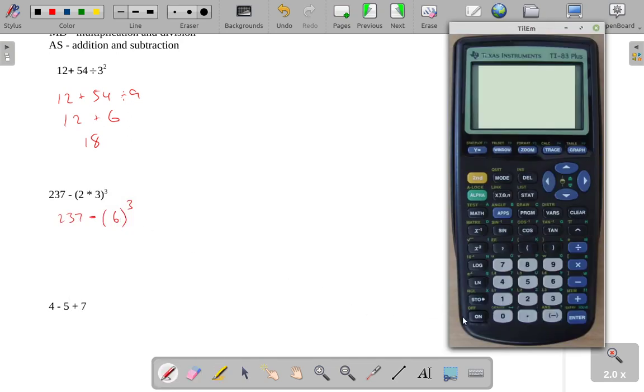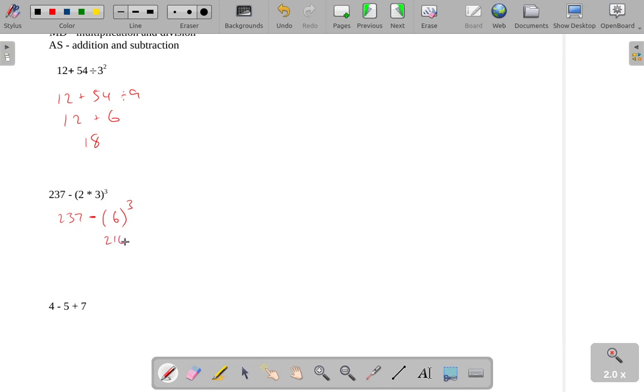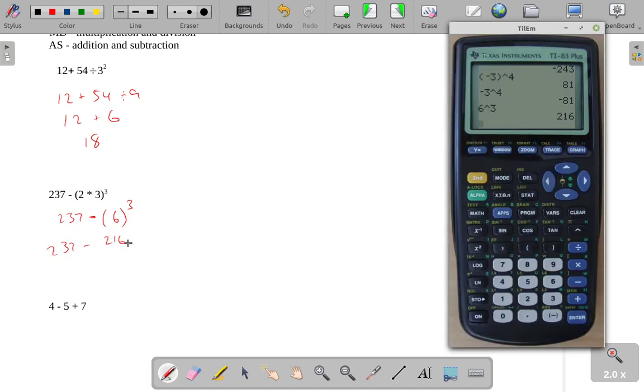Now, we saw before that when we have a negative number inside parentheses, and we're plugging that into the calculator, you want to be careful to actually mind those parentheses. But in this case, it's a positive number, so there's not really anything going on. So we get 237 minus 216. I can just do that subtraction, 237 minus 216, which gives me 21.